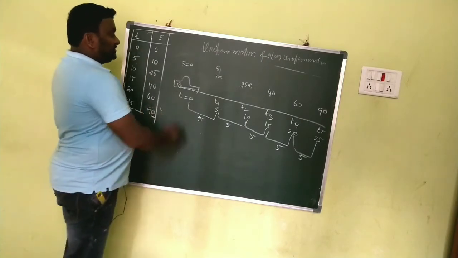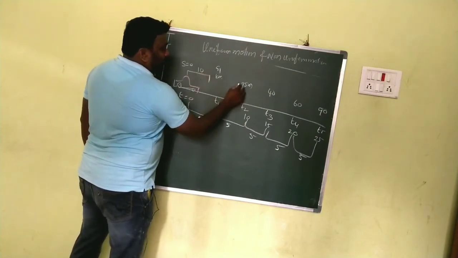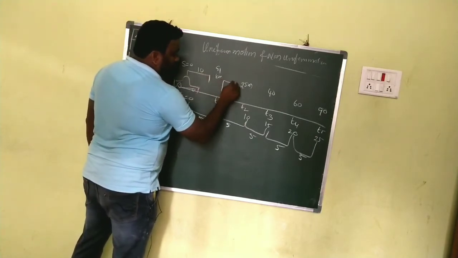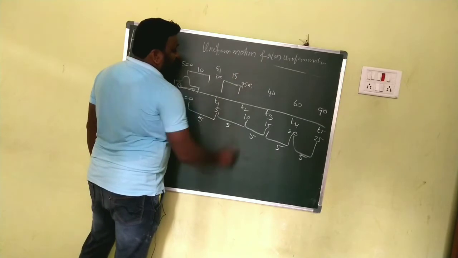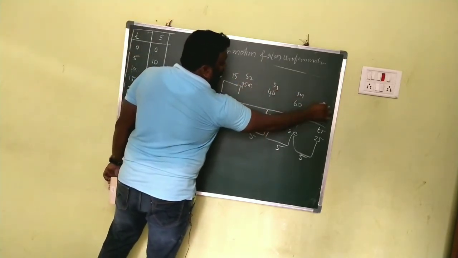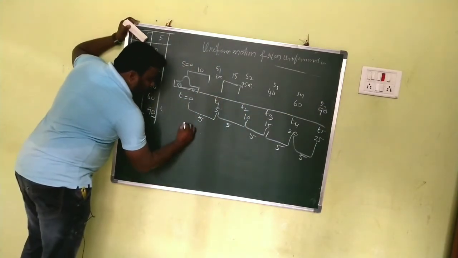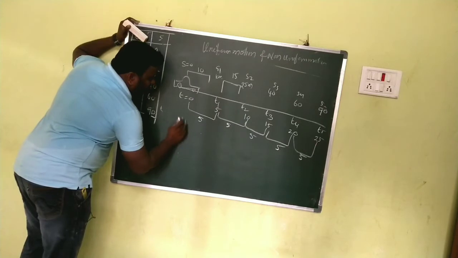So look here, 0, 10. How much difference is there here? 10. 25 minus 10, 15. How much difference here? 15. S1, S2, S3, S4, S5. Clear? So if you take T0 minus 5, why do you have 5?